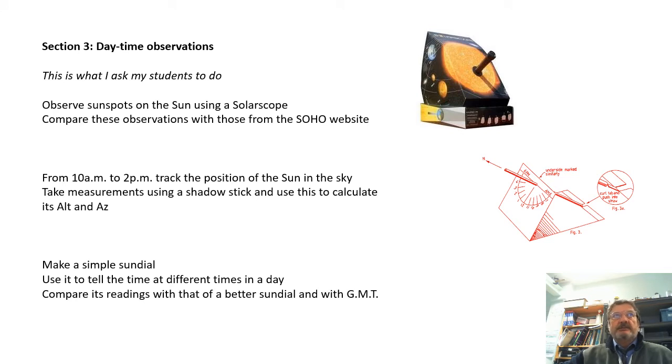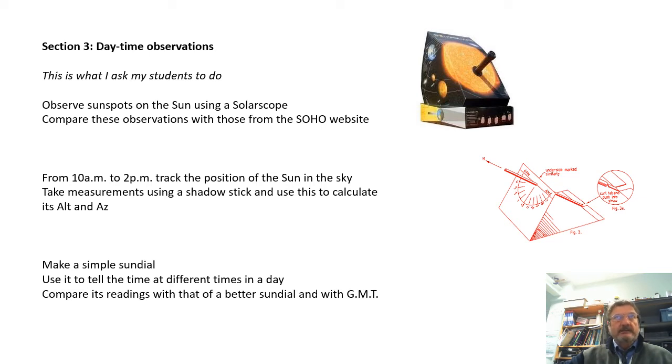Daytime observations, and again, this is what I ask my students to do. There may be some variation in what you are asked to do. We observe sunspots on the sun using something called a solar scope, which is brilliant. It's very, very easy to use, and if there are sunspots on the sun, you can see them.